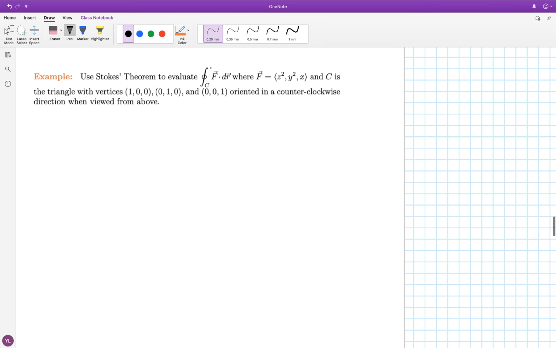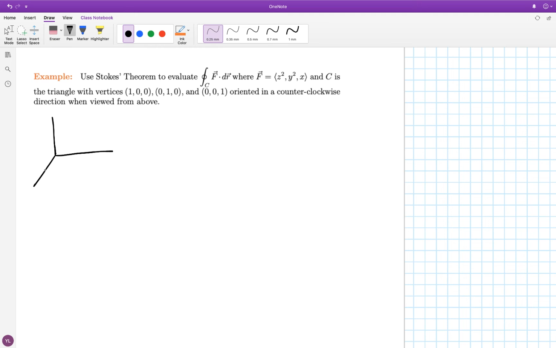Sometimes they'll ask you to compute the work done by this vector field in moving a particle along this curve. That's just another way of asking about a line integral, because we know that work done is the line integral of the field. Okay, so let's get a drawing of what this curve is and see the surface it bounds.